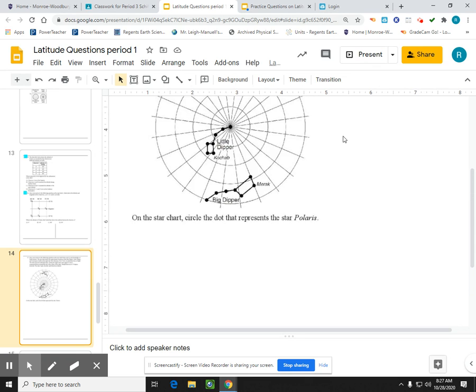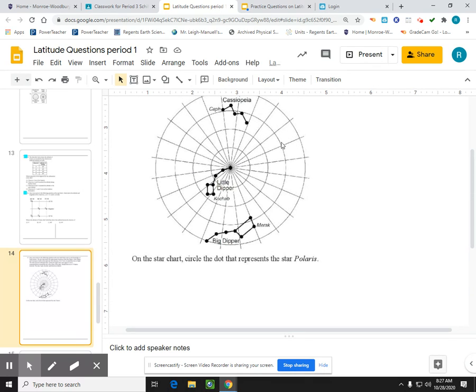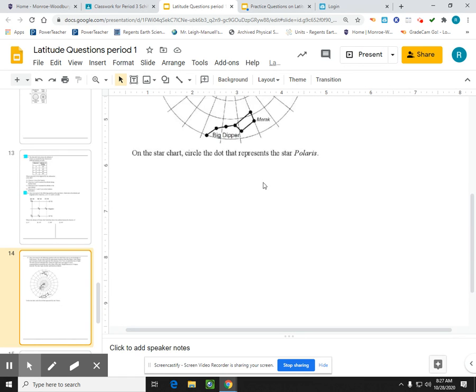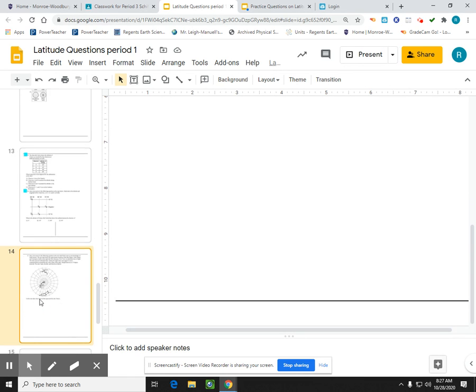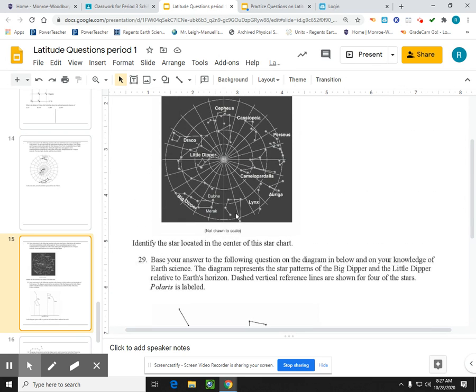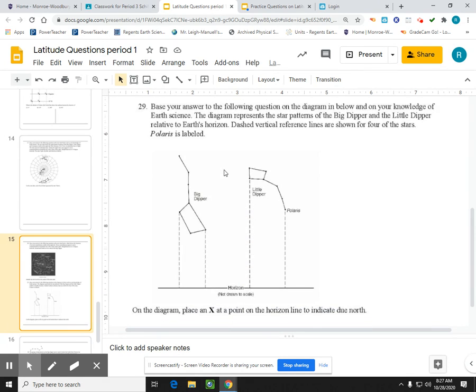Okay, on the star chart, circle the dot that represents Polaris. So since I would use the Big Dipper here, and the front 2 stars of the Big Dipper would lead me to Polaris, Polaris would be this star right in the center, right over here. And that's part of the Little Dipper, which pours into the Big Dipper. Identify the star located in the center of this map. So here is the Big Dipper once again. And here's the Little Dipper, and right on the very handle of the Little Dipper there is your star Polaris.